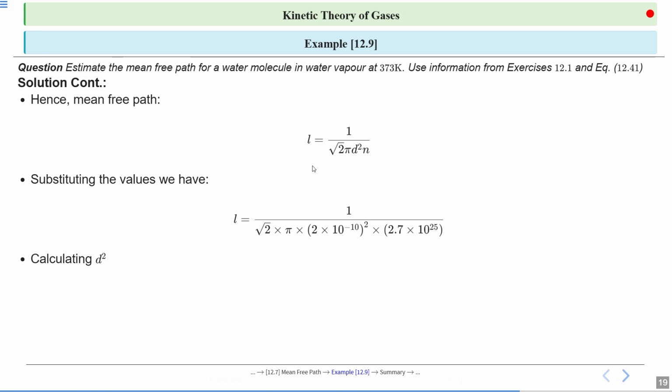So before we proceed with calculations, let's focus on calculating d square. This step simplifies our equation and ensures accuracy in our final results. It's important to handle these calculations carefully to avoid errors. So d square is equal to 2 into 10 raised to the power minus 10 whole square, which is equal to 4 into 10 raised to the power minus 20 meter square. This squared diameter is a key component in our formula, affecting the mean free path significantly.